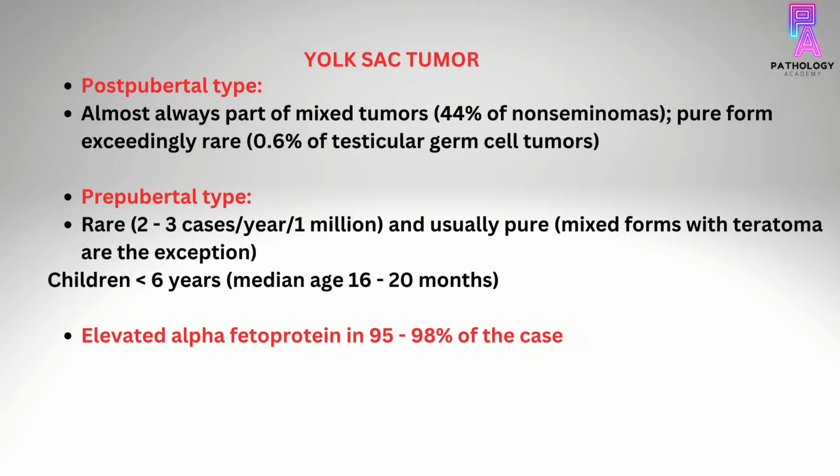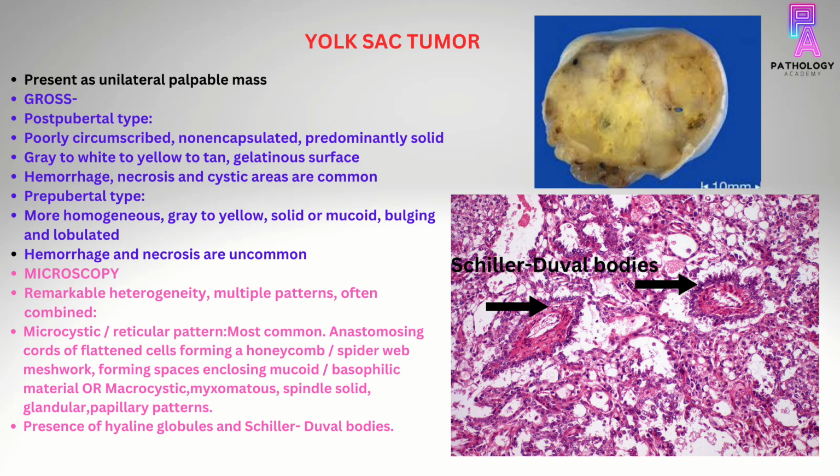Yolk sac tumors are the most common tumors of childhood or infancy. These tumors can be prepubertal and postpubertal. When these tumors are postpubertal, they are almost always a part of mixed tumor, and when they are prepubertal, they are usually pure forms. In yolk sac tumor, alpha fetoprotein is elevated in 95 to 98% of the cases. These yolk sac tumors present as unilateral palpable mass.